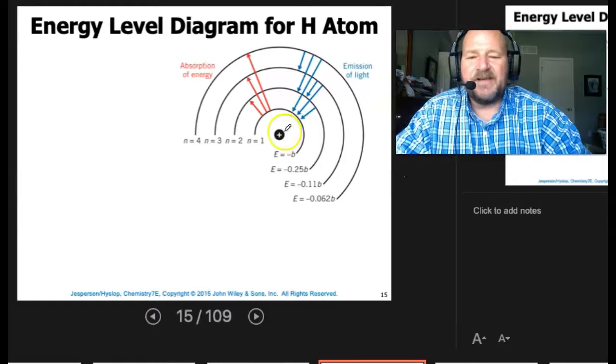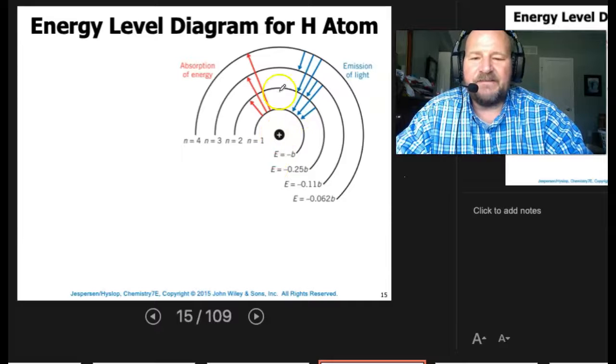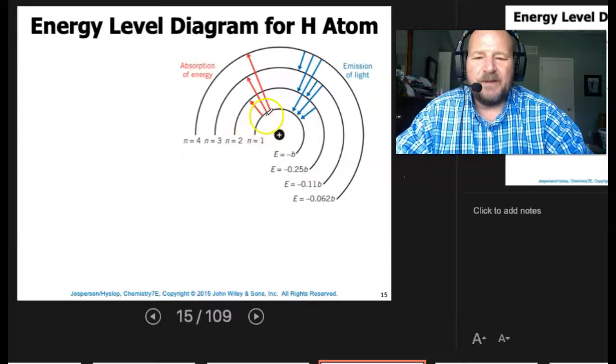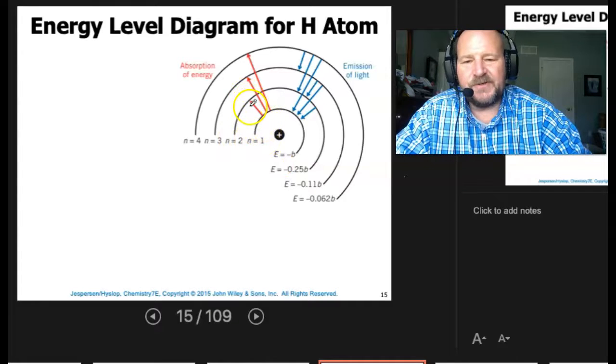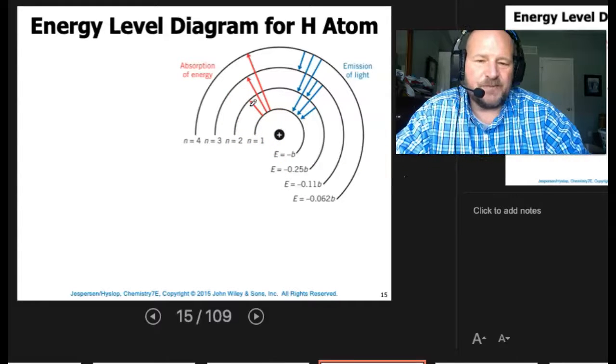Obviously here we have our nucleus, and if we think of these orbits going around, there are going to be energy levels associated with them. For an atom to move up from n equals 1 to n equals 2, I'm going to have to absorb some energy, right? That's what we've been saying the whole time. Whereas if I go down, I'm going to be emitting that energy in light.